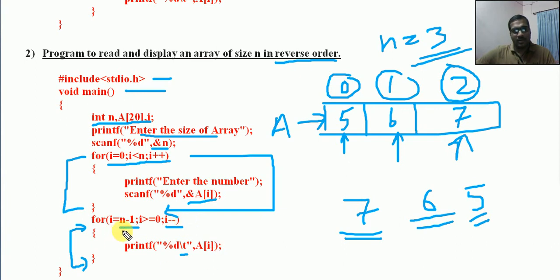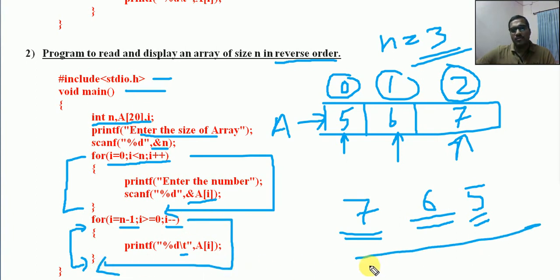Then i equal to n minus 1. What is n? 0. 0 minus 1 is minus 1. Is minus 1 greater than or equal to 0? That is wrong. It will exit from the loop, and this is the final result.